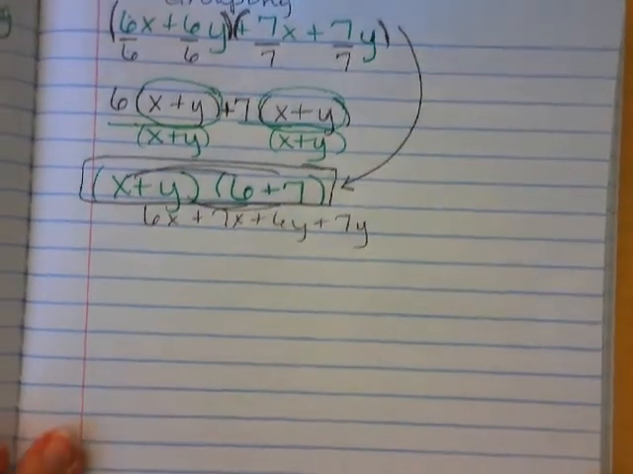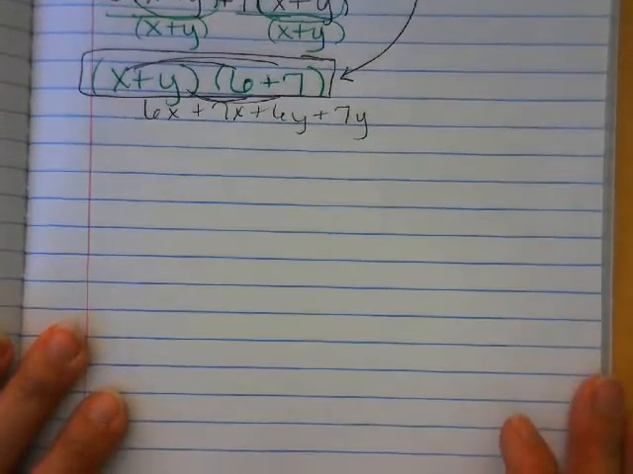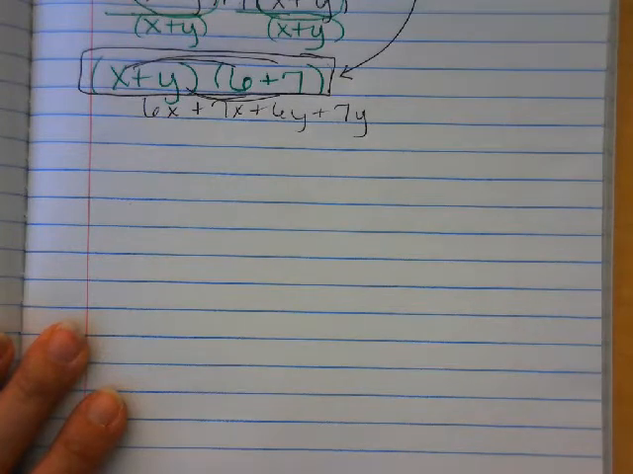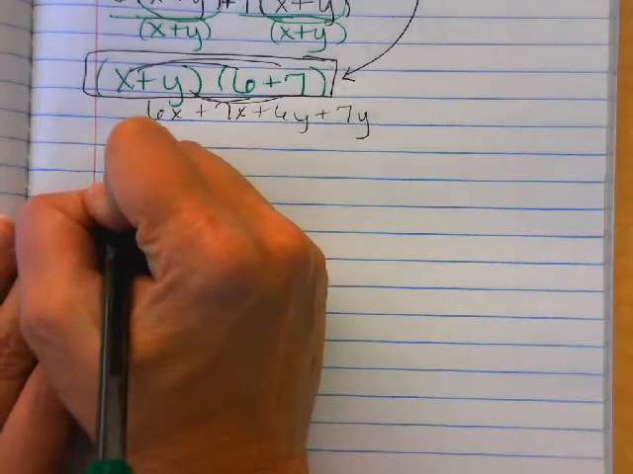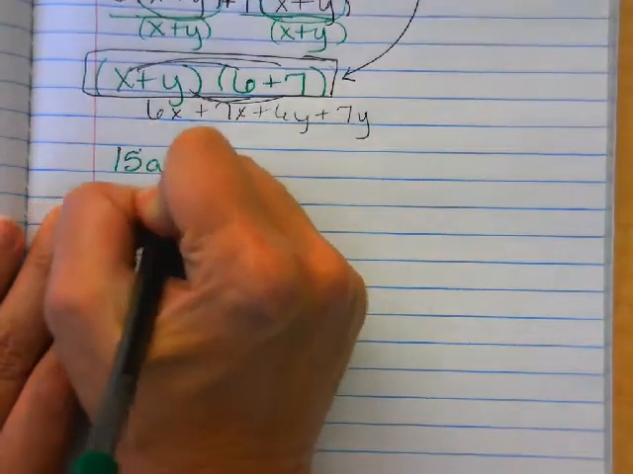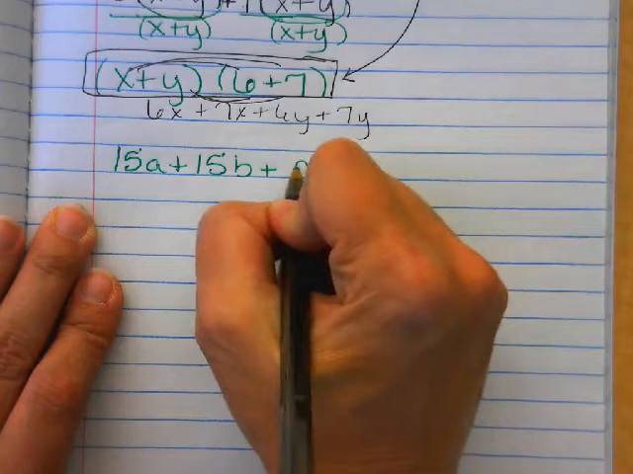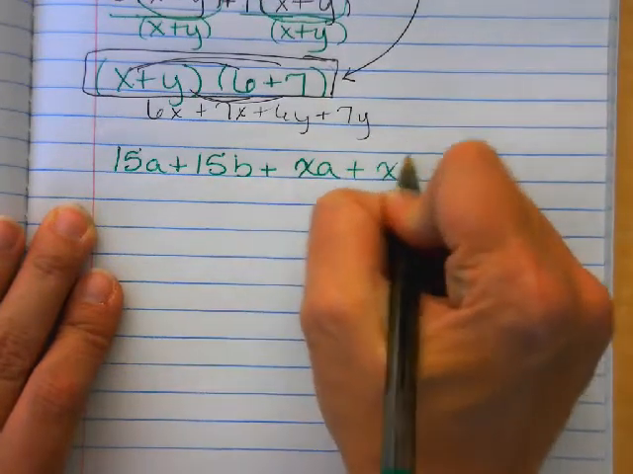So I'm going to show you one more of those, and you can submit your answer. I'm not going to do all of the steps. I'm going to let you do the very last step, and you can put it on the form. So if I had 15a plus 15b plus x times a plus x times b.